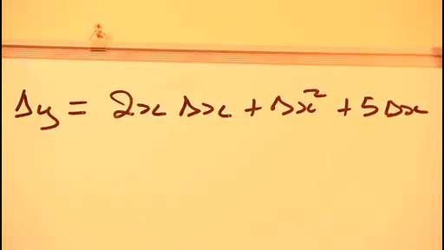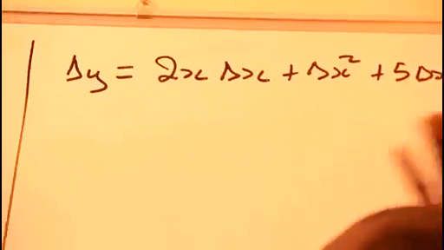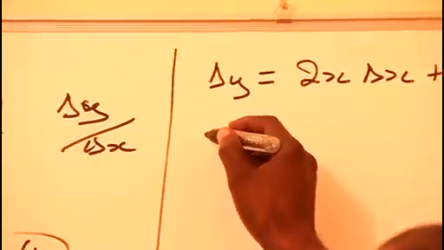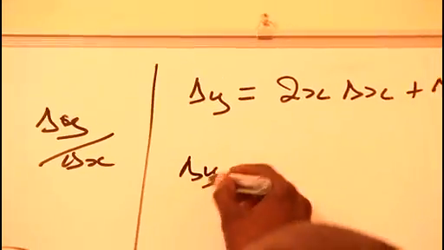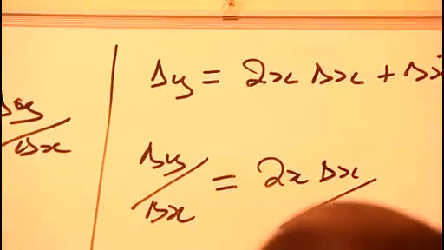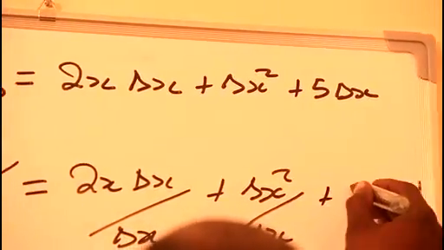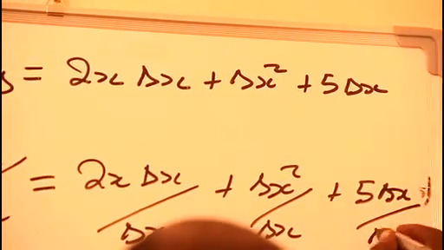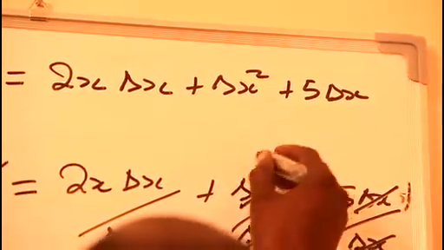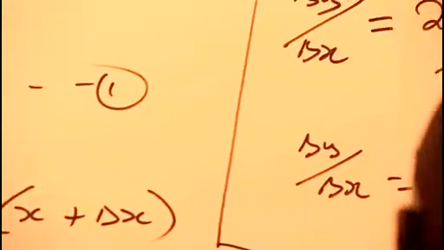Now, we are looking for dy over dx. So at this point, you say, okay, divide all through by change in x. That will give you change in y over change in x equal to 2x change in x over change in x plus (change in x) all squared over change in x, plus 5 change in x over change in x. Now this will clear this, you are left with change in x, and this will clear this. You are left with change in y over change in x equal to 2x plus change in x plus 5.